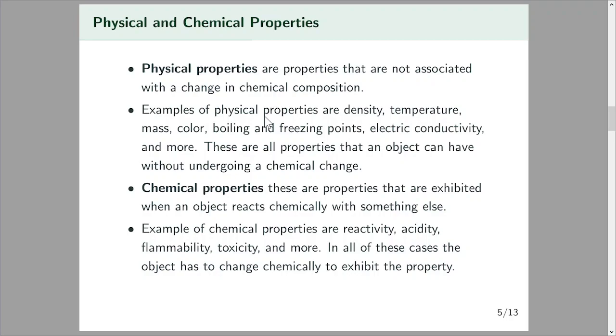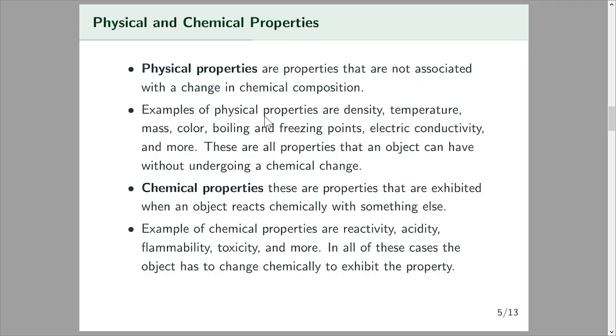So when we talk about chemistry, we're going to talk about chemical and physical properties. Physical properties are properties that are not associated with a change in chemical composition. And so we'll have to just talk a little bit about what that means. So physical properties are things like density, temperature, mass, color, boiling and freezing points, electrical conductivity. These things can be explored on an object without changing its chemistry.